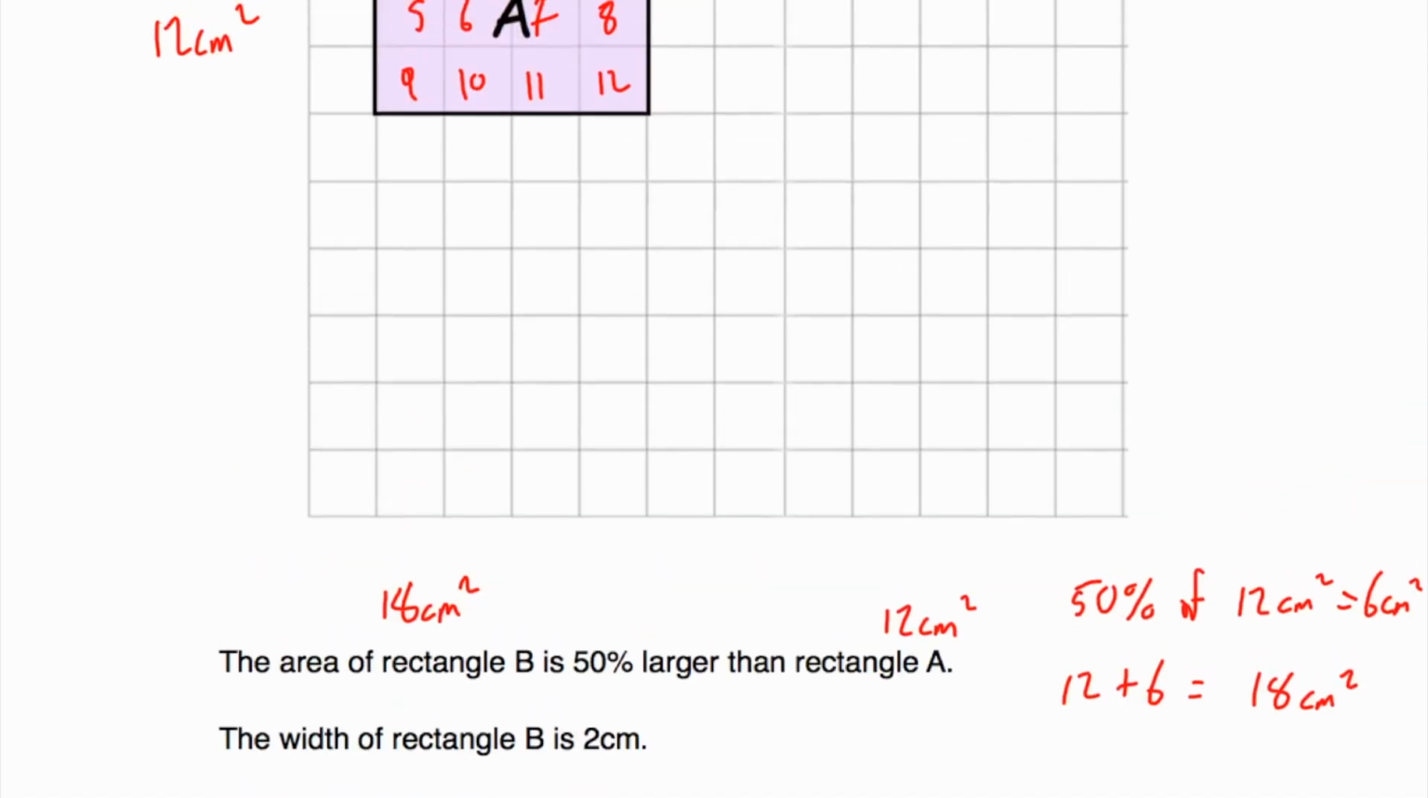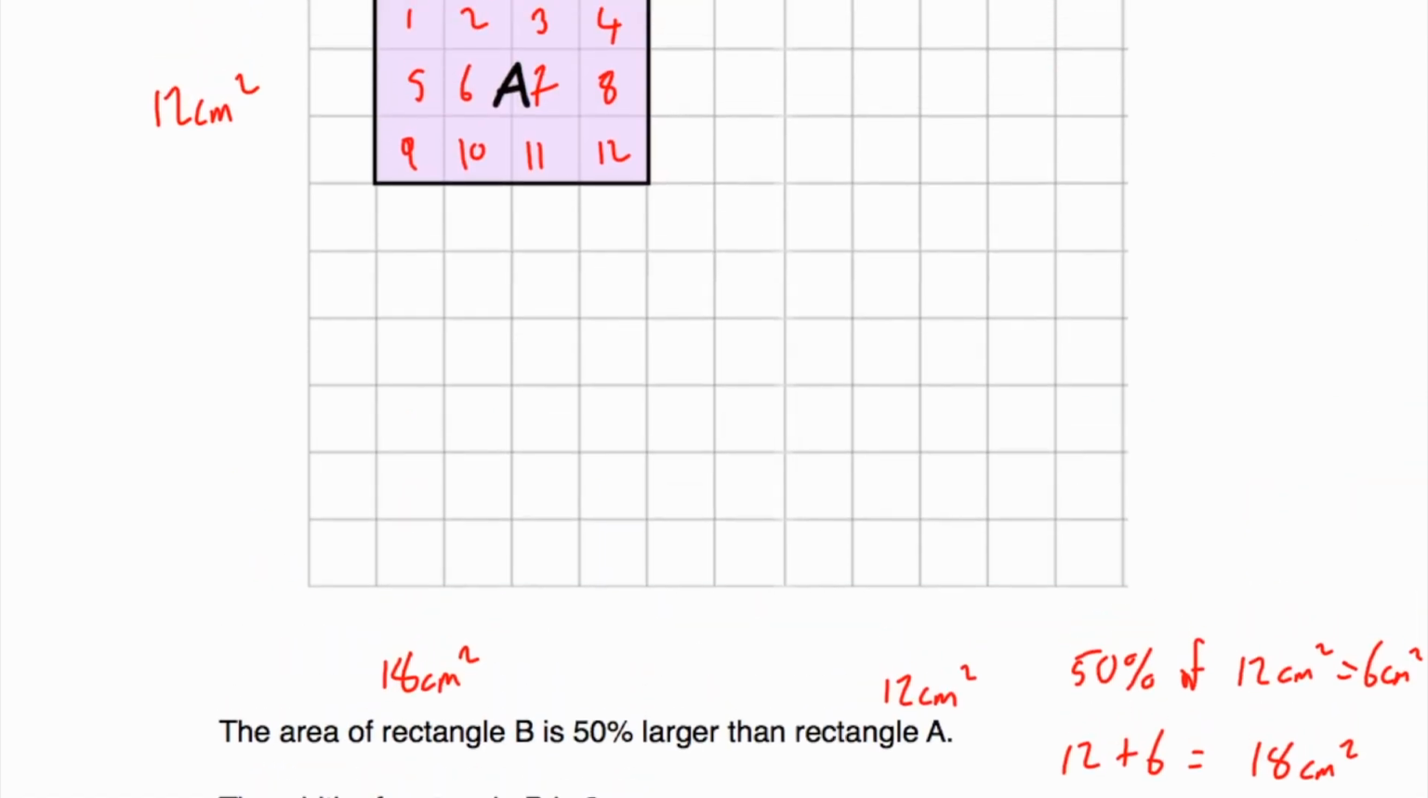So let's go up, and we want to draw rectangle B on this grid. So we know that its width is 2 centimeters. So let's draw its width to begin with. So it's 2 centimeters. So that's a rectangle, and it's got a width of 2 centimeters. And we want it to have an area of 18 centimeters squared. So that means that we want 18 squares inside of this rectangle. And because it's got 2 rows, that's going to be 2 rows of 9. So let's go 9 across. 1, 2, 3, 4, 5, 6, 7, 8, 9. So we've got a width of 2 and a length of 9. And let's join it up and draw that rectangle.